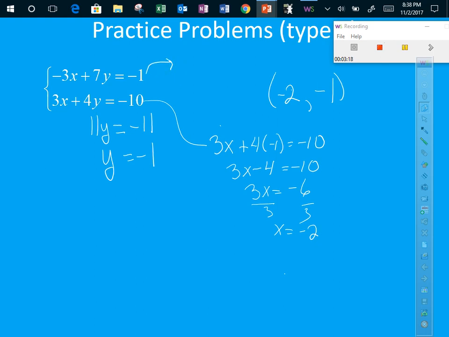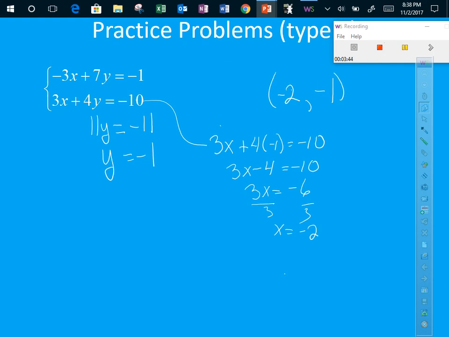I'm going to plug in a negative 2 wherever I see an x and a negative 1 wherever I see a y and see if I get a true statement. Negative 3 times negative 2 is 6. Positive 7 times negative 1 is minus 7. If I go 6 minus 7, notice I get negative 1. So we're off to a great start.